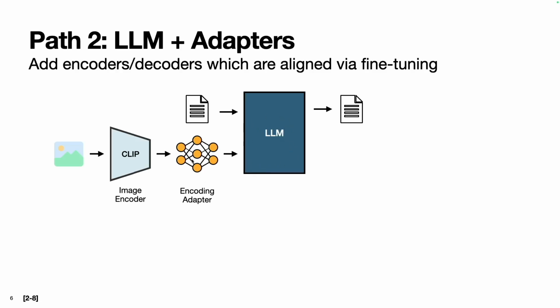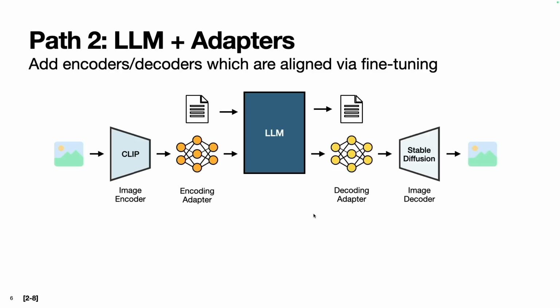This can be done in a few different ways. A popular way is by using image caption pairs. So you can train this adapter such that the image representation is similar to the LLM's representation of the corresponding caption. And then we can do an analogous thing on the output side.